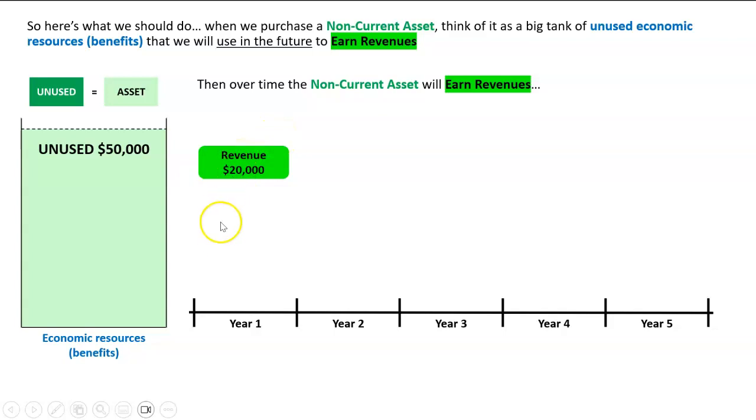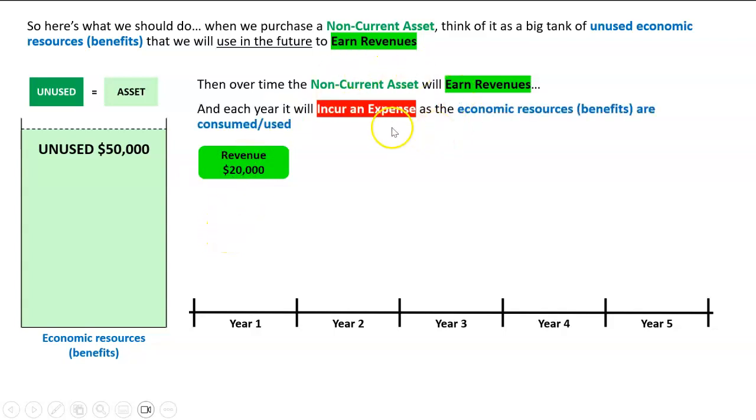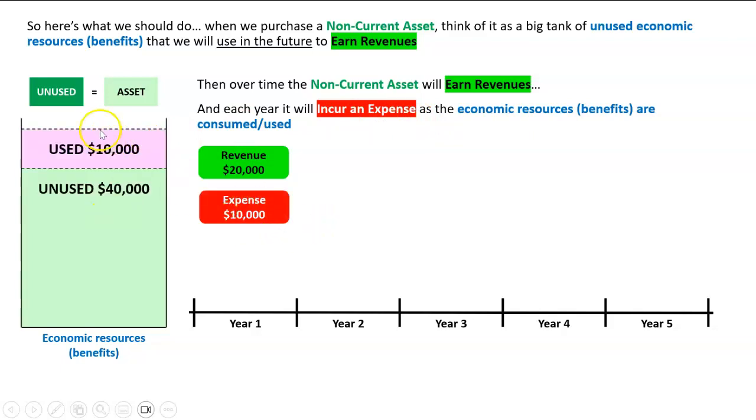Well, we'll probably use, if it's 5 years and it's a $50,000 van, we're probably going to incur an expense of $10,000 every year. And what that means is we're going to use a little bit of this van, 1/5, every year for 5 years. So what we should do is charge an expense in year 1 of the used economic resources or benefits. And that is actually what depreciation is.